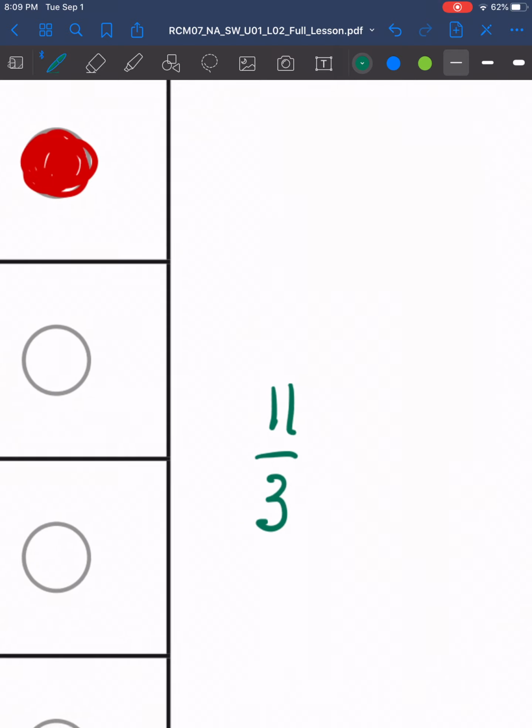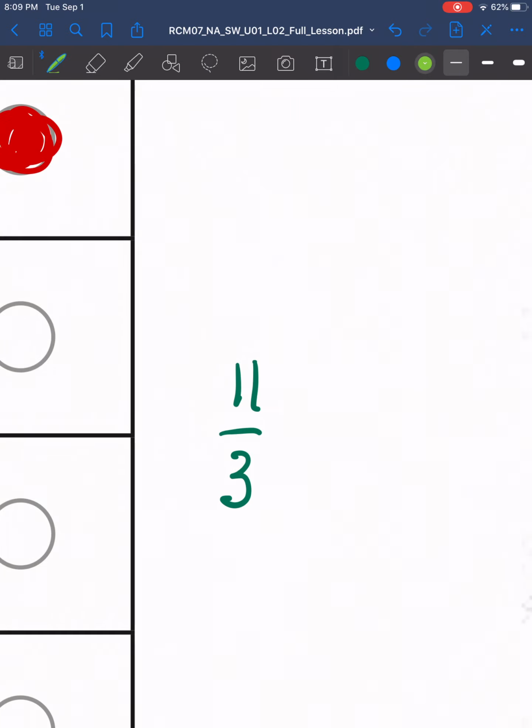How we do that is we ask ourselves, how many times can I take 3 out of 11? So if I took it out once, what's 11 minus 3? 8. So I'd have an 8 if I took it out once. If I took it out twice, that means I would take another 3 from it, so that would be 8, 7, 6, 5. So now that'd be a 5. Can I take another 3 out of 5? Yes, I can. So I'm going to take another one out, and 5 minus 3 is 2.